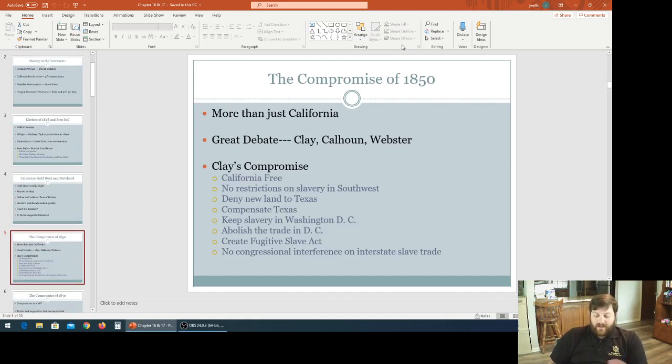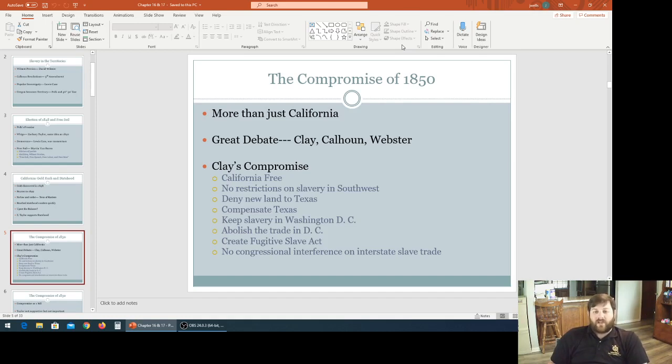Other issues that made California statehood problematic were the issue of slavery in Washington, D.C. Texas has claimed more land in New Mexico. Basically, Texas is claiming that the border that they currently have with New Mexico, Texas actually has more land. Texas is saying the border is here, New Mexico is saying the border's here, right? Like, Texas saying our border goes all the way to here, and New Mexico saying, nah, the border's really over here. So this area in between is ultimately being debated.